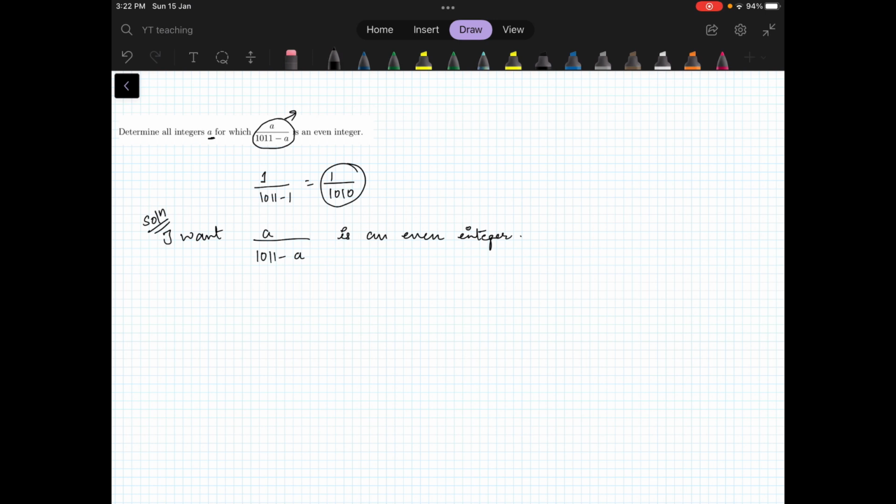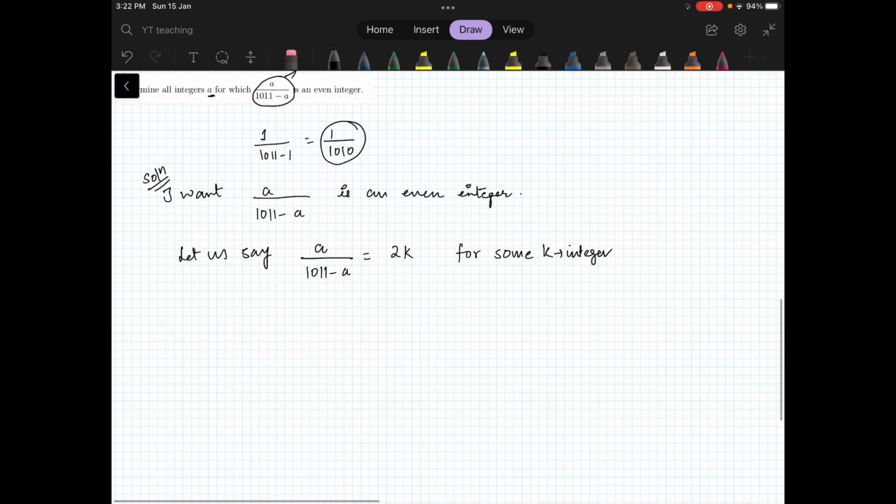So let us say that a over 1011 minus a is equal to 2k for some integer k, right? Because this is how an even integer looks. Now from here you can bring this to this side: a is equal to 2k times (1011 minus a).